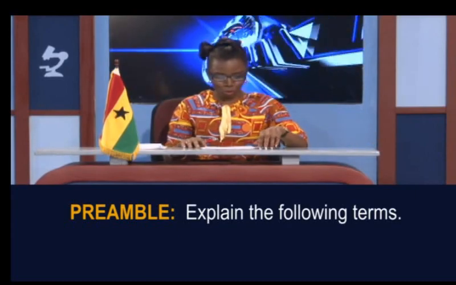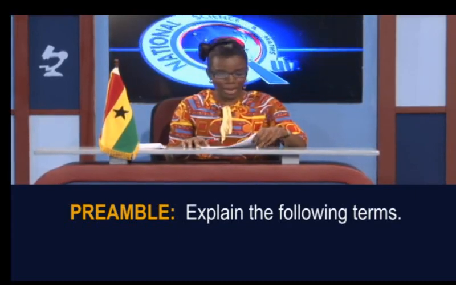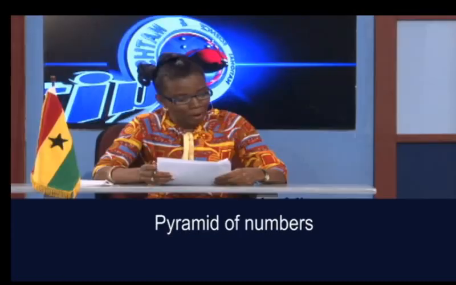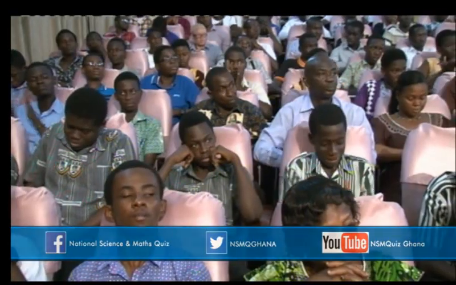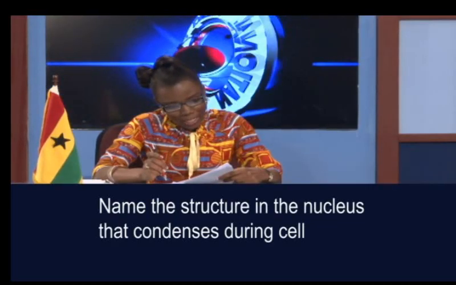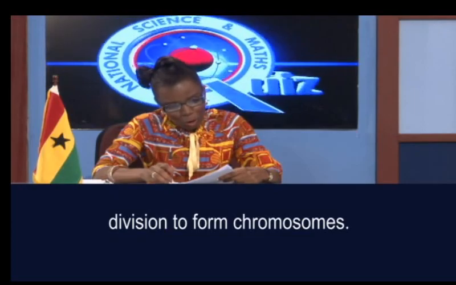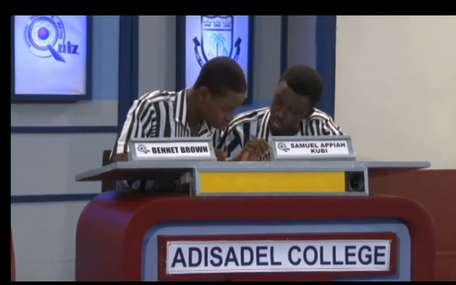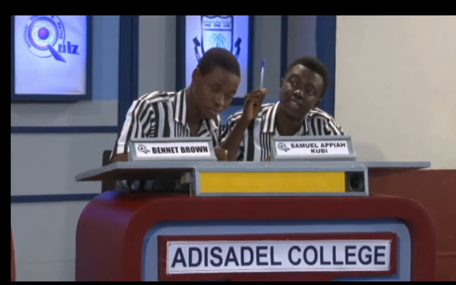Preamble to all schools. Explain the term I give you. Pyramid of numbers. Yes, Bennett. It is an ecological diagram that shows the total number of organisms at each trophic level in a community or an ecosystem. Okay. Name the structure in the nucleus that condenses during cell division to form chromosomes. Yes, Apia Kubi. Chromatin. You're right.